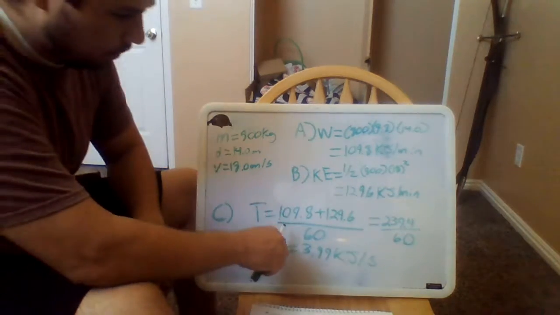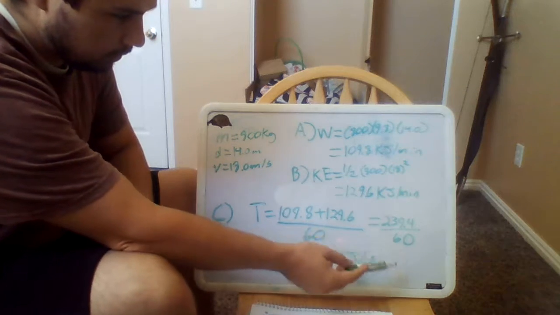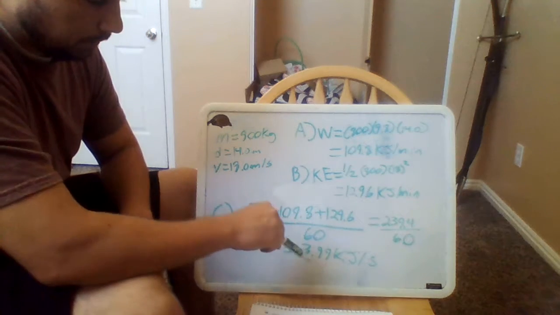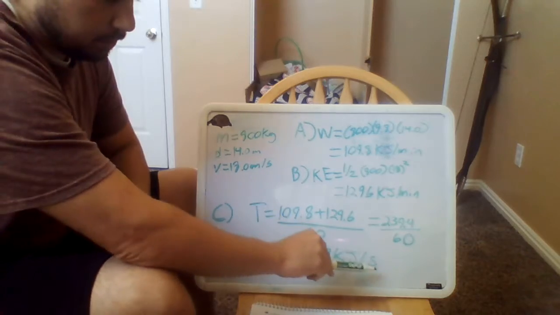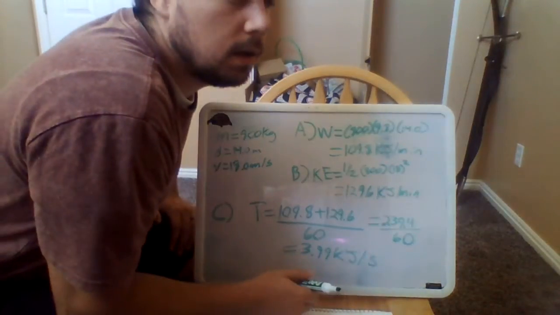So the total power output, we just added our total energy together, divided by 60, so that we didn't have minutes anymore. And we get 3.99 kilojoules per second as the total power output. And that's it.